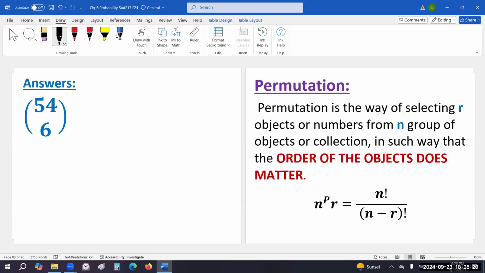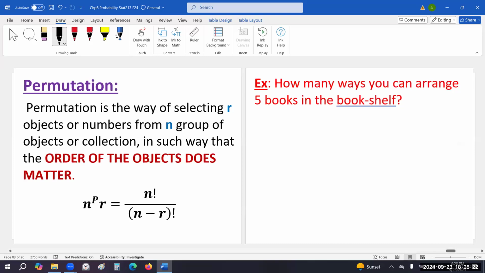And here comes one of my favorite examples. Not this one, the next one. This one says how many ways you can arrange 5 books in a bookshelf. Think about this. Does the order matter? So we have 1, 2, 3, 4, 5 books, and you have 1, 2, 3, 4, 5 places. Okay?